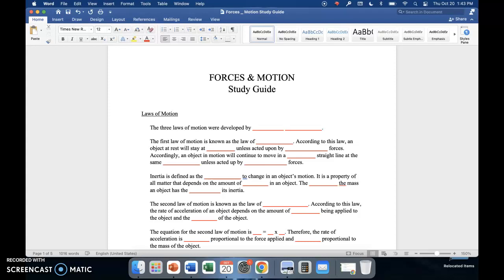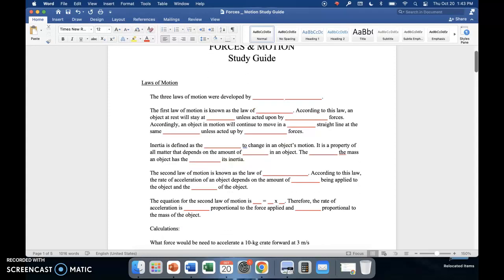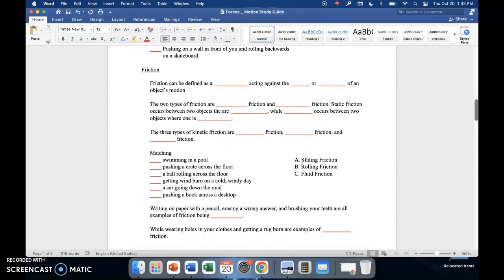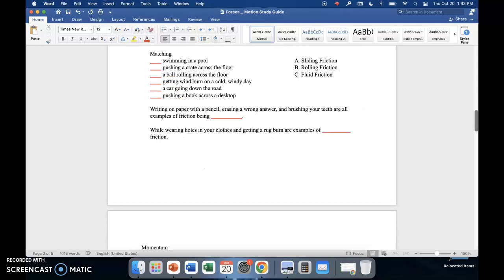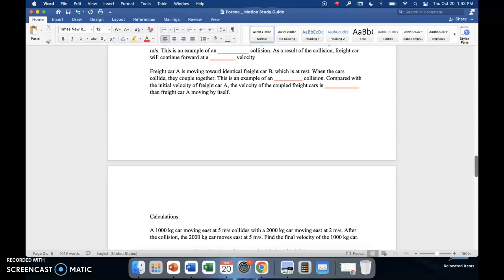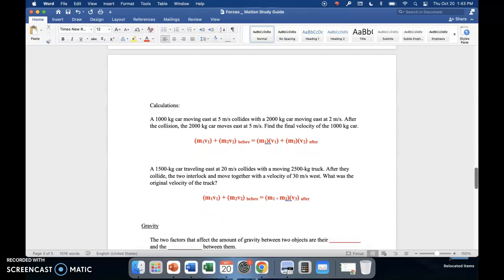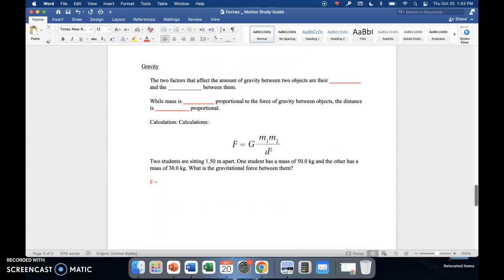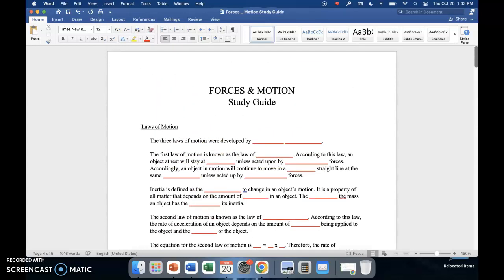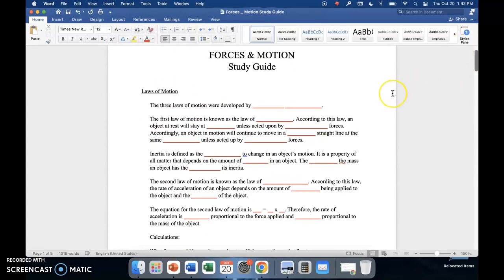Now, you are going to be having a test on everything we've talked about here, from the laws of motion, all the way down into where we talked about friction. Then we did momentum, calculating momentum and conservation of momentum, and finally gravity. So these are all the things that will be covered on your test. So let's just do a quick review here.